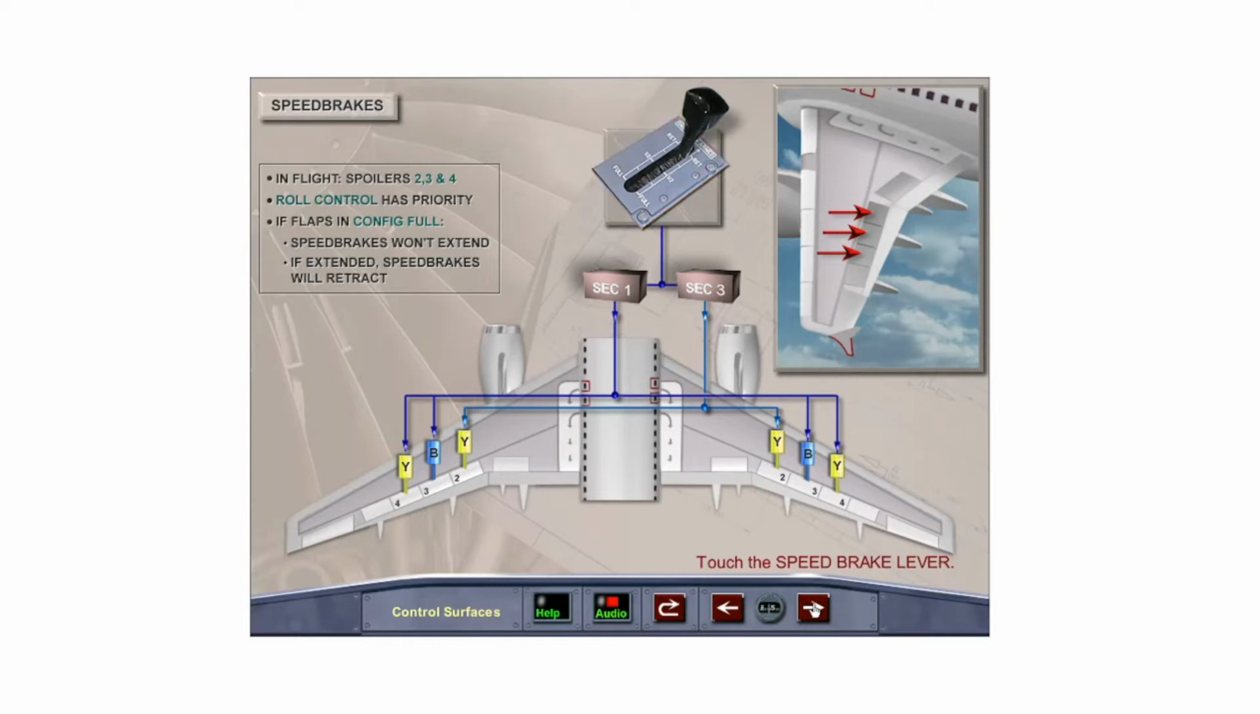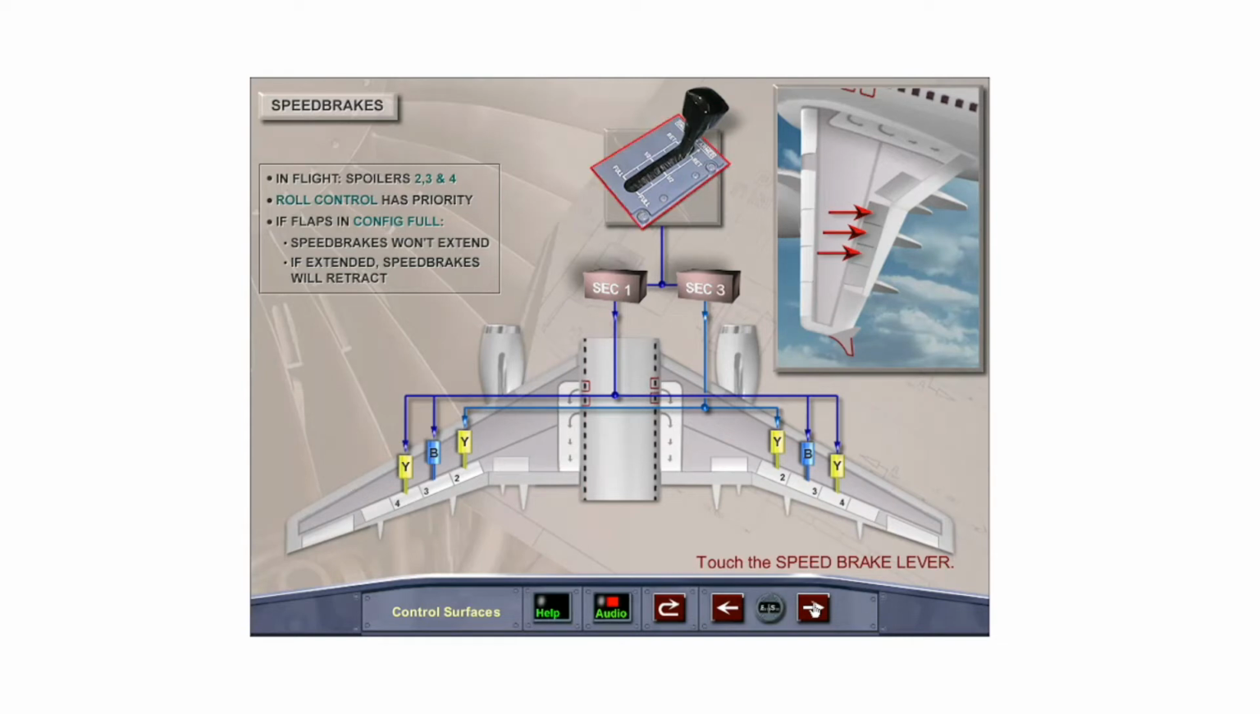Spoiler panels 2, 3, and 4 act as speed brakes in flight. However, the roll control function of the spoiler panels always has priority, and speed brakes may retract to satisfy a roll order. Spoiler panel 2 max deflection is half that of spoiler panels 3 and 4. Speed brakes are selected by pushing down and then moving the speed brake lever aft to the desired position. There is a detent at the half position.